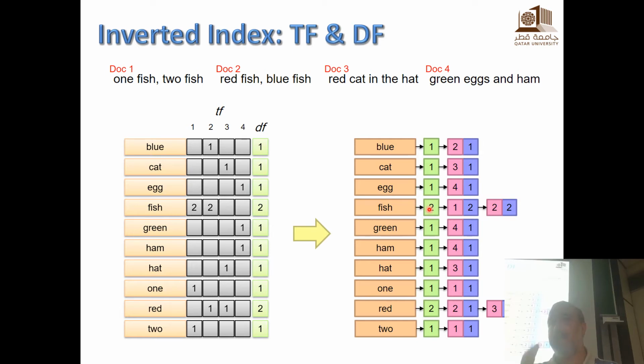We call this document frequency. Okay? So we said 2 terminology so far. Term frequency, which is the number of occurrences of a term in a document, and document frequency, which is the number of documents in which this term appeared, regardless of how many times the term appeared in each of the documents. Okay, is that clear?